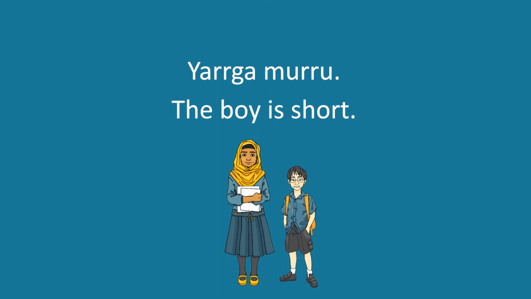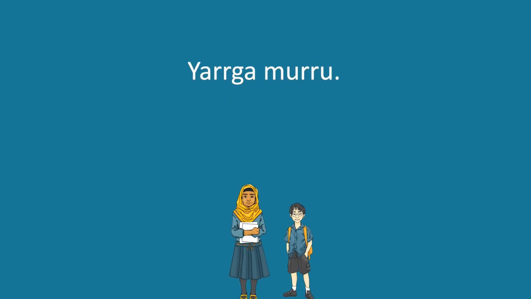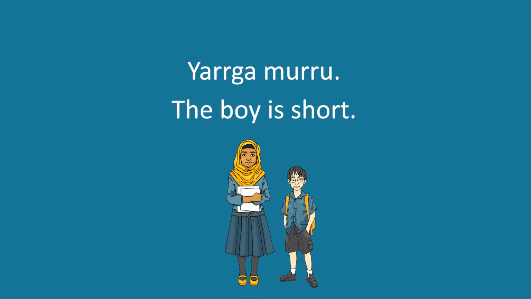The boy is short. Track the word as I speak. Yarka Murru. Murru is short. Say Murru. Yarka Murru is the boy is short. Say Yarka Murru. Say to your partner that the boy is short.